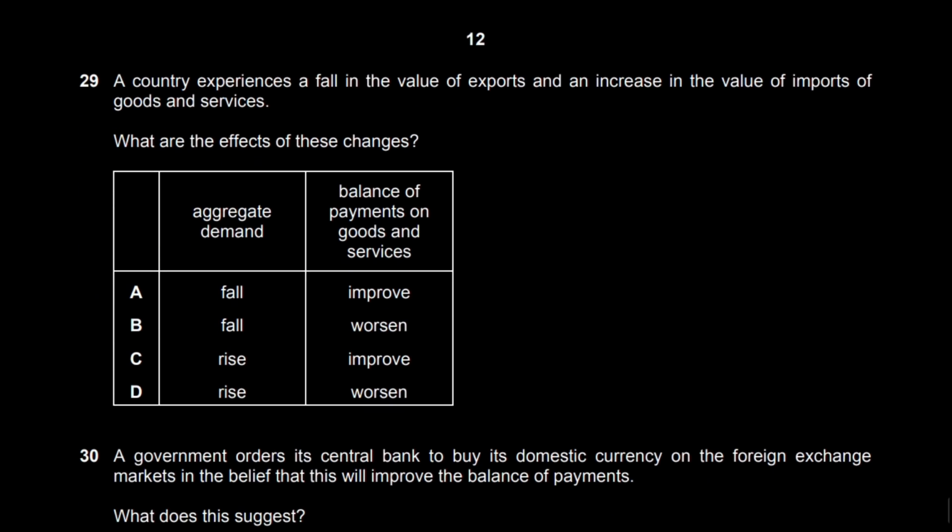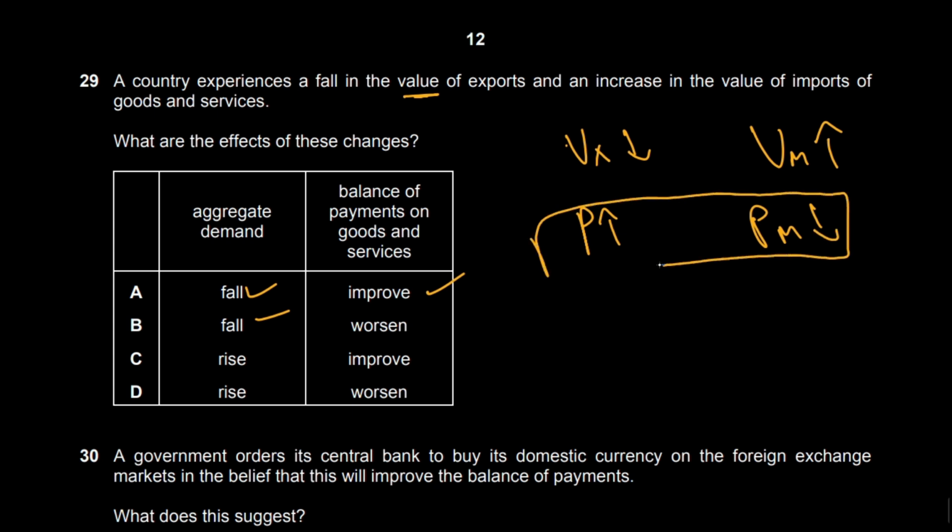Question 29 states a country experiences a fall in the value of exports. Now they're talking about value, not the price, and an increase in the value of imports of goods and services. What are the effects of these changes? So our value of exports basically fell, while our value of imports basically rose. This will lead to a fall in our aggregate demand, and the balance of payments will basically worsen in value. Whenever the value of our exports falls, this means that our prices will basically rise, while the prices of our imports will basically fall. This condition, when you're talking about balance of payments and terms of trade, is basically a good sign.